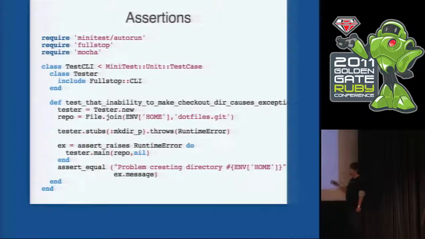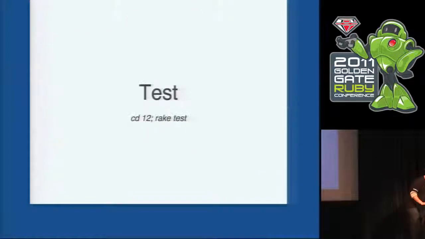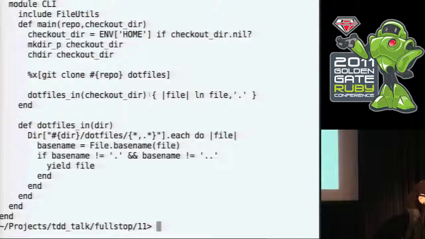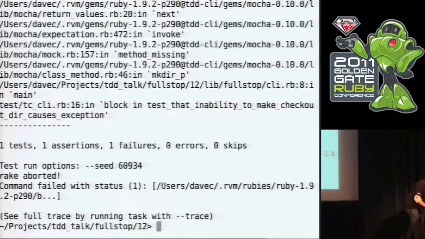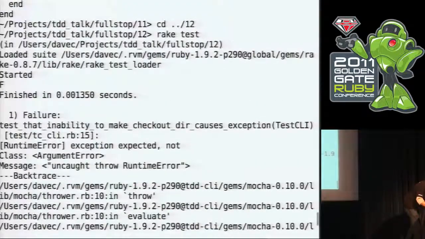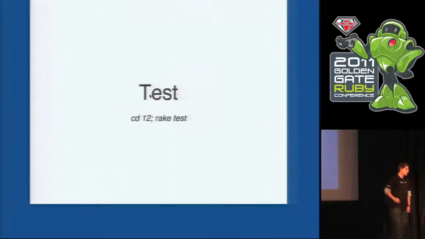We're going to check that the error message of the exception is something useful and actionable by the user. So there was a problem creating this directory. And we might assert more info than that, but for this I think that's good. So now let's do rake test. Okay, we got a giant stack trace, test failure. Good. Okay, so now we can get something done here.